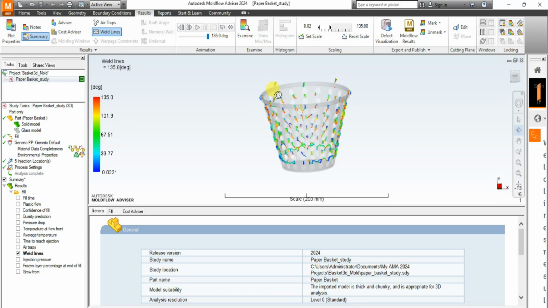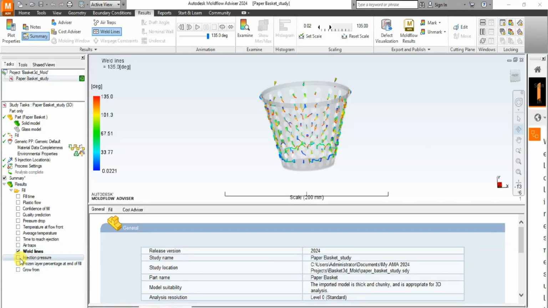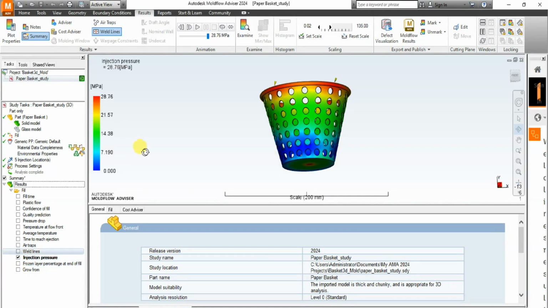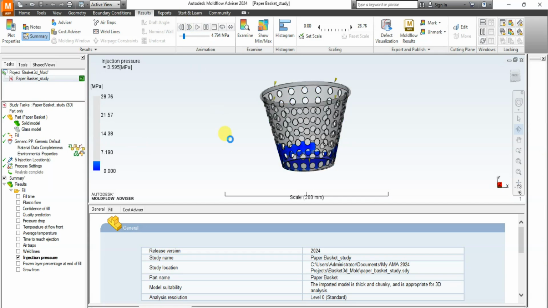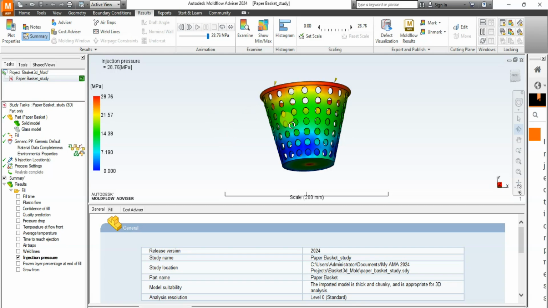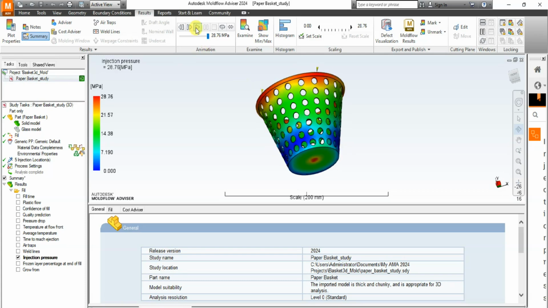So the next thing we're going to be looking at is the injection pressure. From the weld lines we are now going to move to the injection pressure results. This is what it looks like. Now let's play the animation and see. You can see that the movement is from the bottom to top, with very clear color indicators. So let's look at what this does, and how we can use it for the simulation process of this plastic.